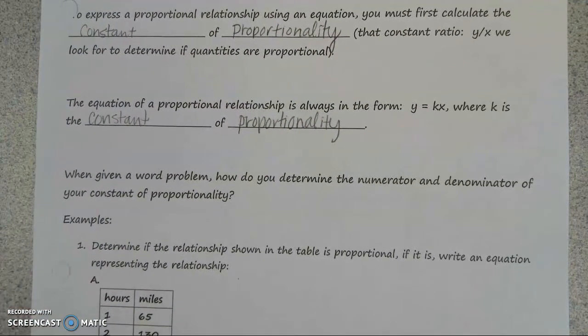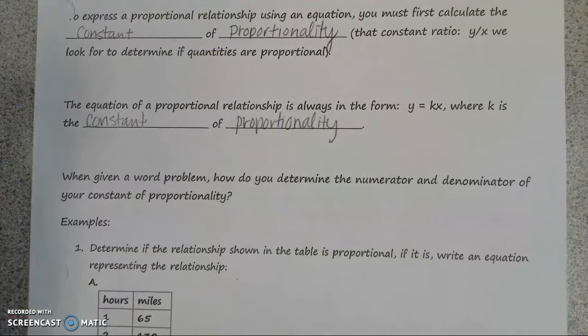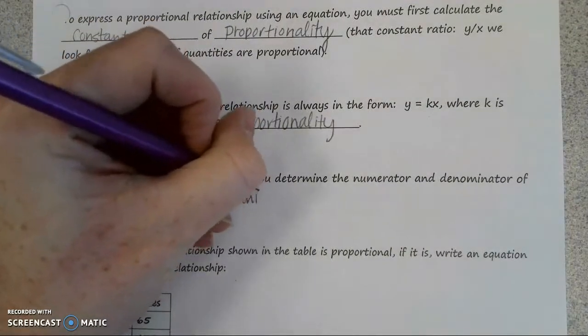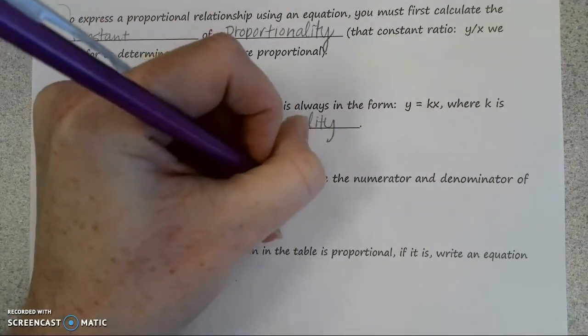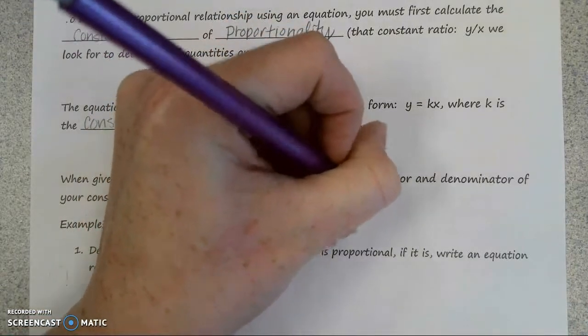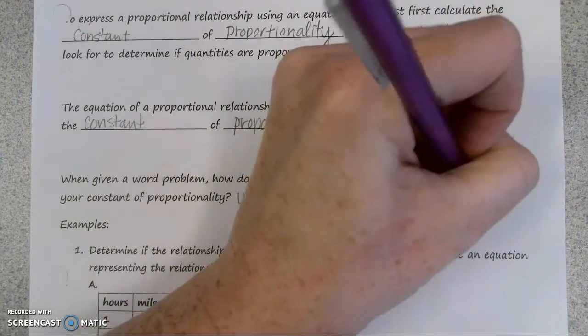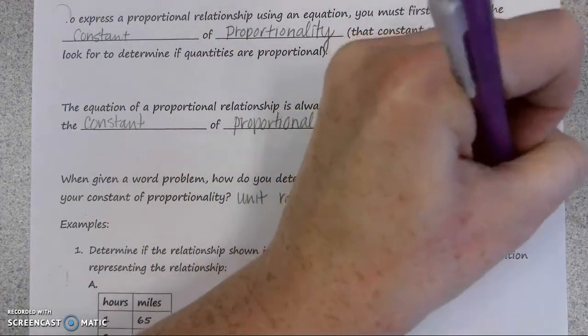Okay. When given a word problem, how do you determine the numerator and denominator of your constant of proportionality? So that's just like unit rate. So that's what we were covering before we covered proportional relationships. Y is the numerator. And x is the denominator.